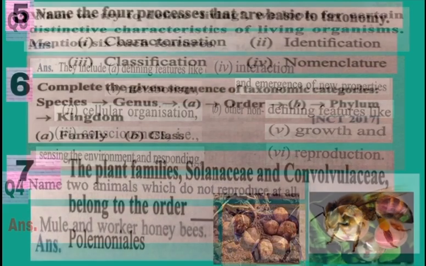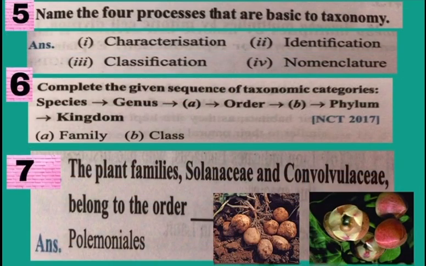Clear? Question number 5. Name 4 processes that are basic to taxonomy. These 4 processes are: number 1, characterization; number 2, identification; 3, classification; and 4th, nomenclature. So these are the 4 processes basic to taxonomy.